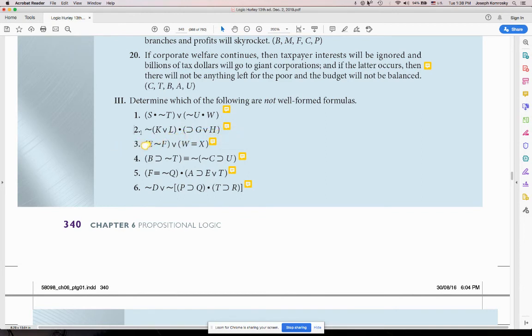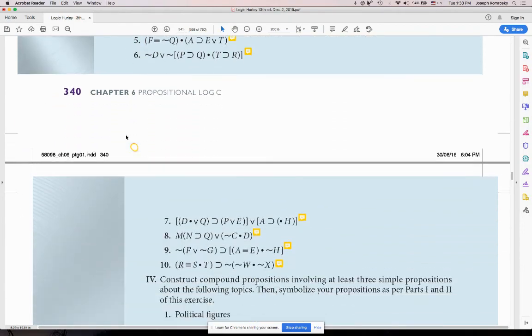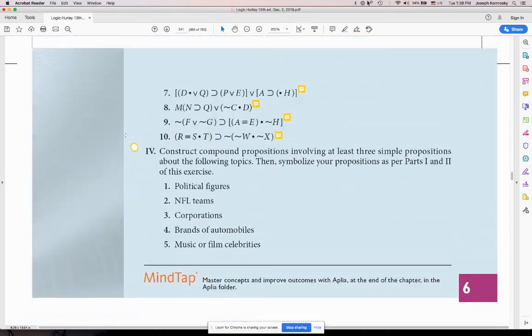And what about 3? What about this part right here? Am I allowed to have that? A simple statement and a negation, another simple statement? No. I have to have a main operator before that. I can't just have 2 letters and a negation in between them. So those are some examples of your homework.